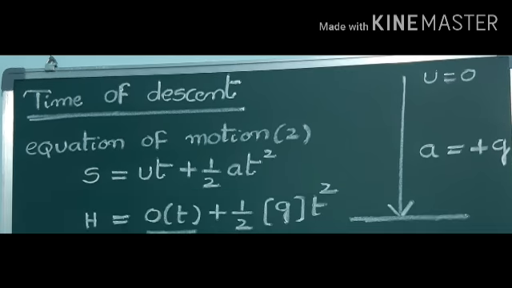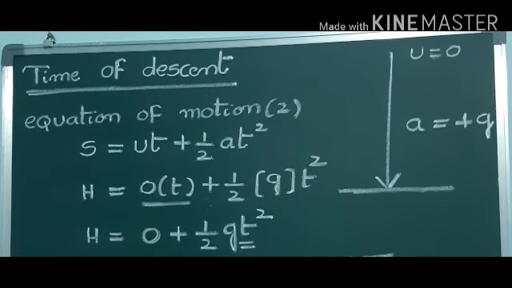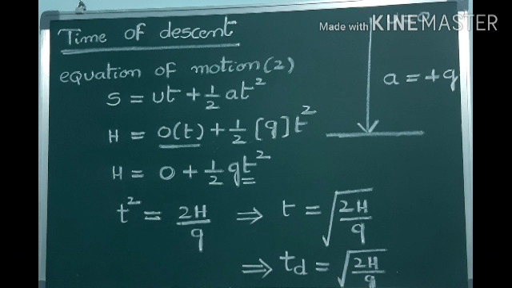And s, the distance or displacement, is converted to height h. With u equal to 0, the condition applied, into t, plus half of a, which means plus g, into t square. So h equal to half g t square, and t square equal to 2h by g.